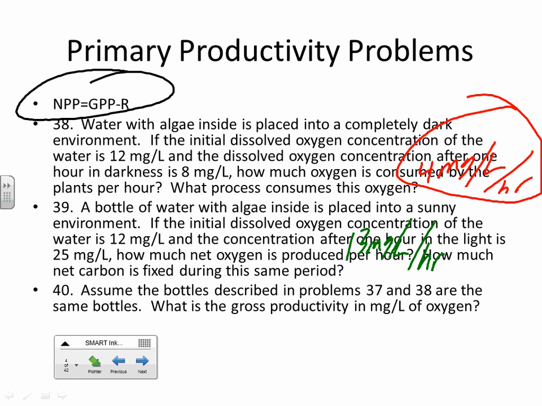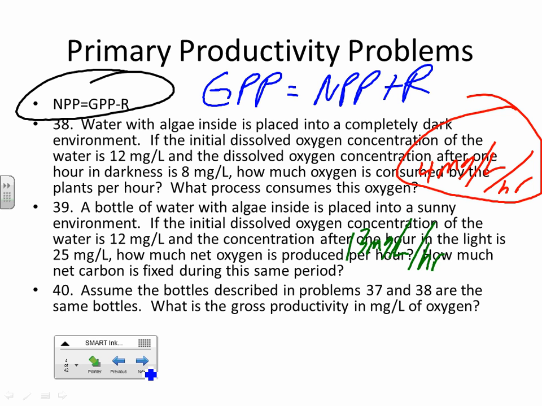Go back to this formula. Net primary productivity equals gross minus respiration. What two things do we already know from the first two problems? Net. This is respiration, right? And this is net. So we need to find gross. So if we did a little bit of rearranging of our equation, gross primary productivity would be equal to what? Net plus respiration, right? We got to add that R to both sides. So now if we add them up, we get how much gross primary productivity? 17. 17 milligrams of oxygen made per liter of water every hour.